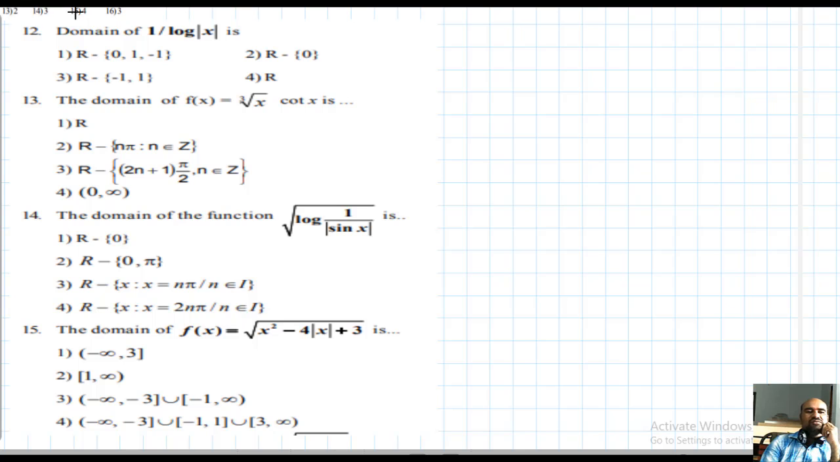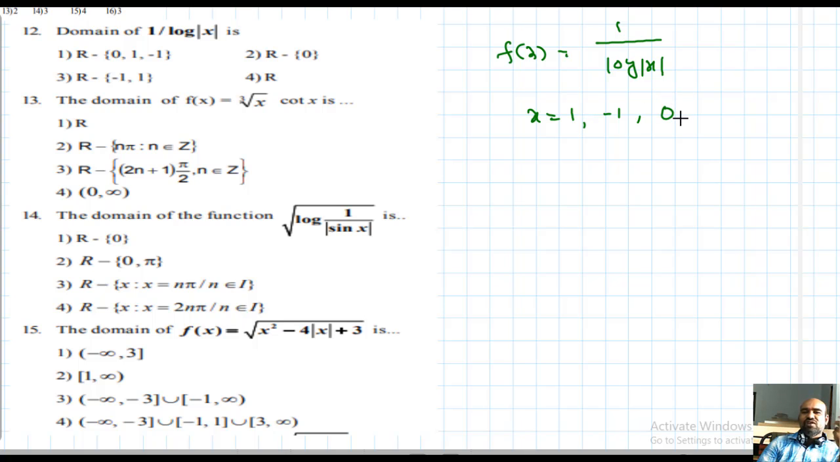Next, 12th problem. Interesting one. f of x is given as 1 by logarithm of mod x only, no problem. See here, actually logarithms are defined only for positive real numbers. Already mod is given here, no problem. So it is defined for all real x except some values of x which give 0 or undefined. If you take x equal to 1, then what happens? 1 by log 1, that is 0, 1 by 0 not defined. If x is taken as minus 1, also not defined. 0 also not defined. Log 0 not defined.